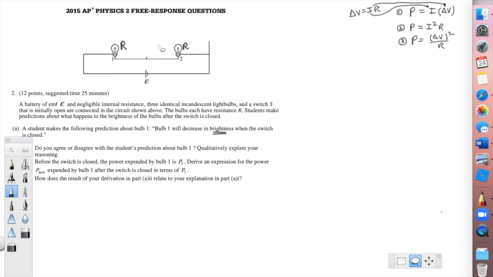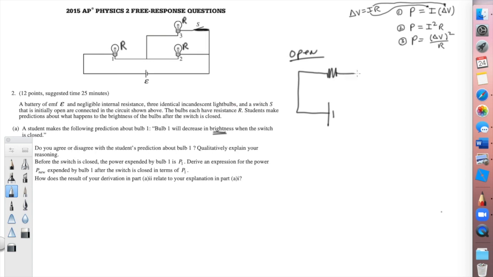Now, with the switch closed, these 2 resistors are in parallel, and putting resistors in parallel lowers the resistance of the circuit. So let's diagram this over here. With the switch open, what we have is the battery, and then basically the total resistance of the circuit, adding these 2 together, would be 2R.